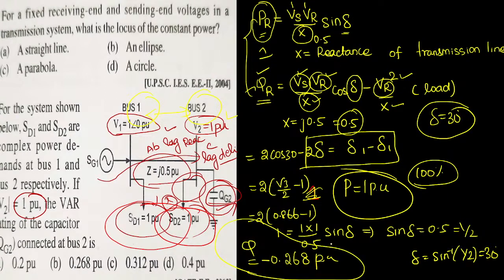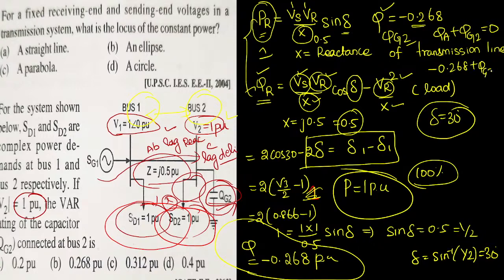Now what will QG2 do? The Q value is coming as -0.268, so what about the value of QG2? What I said is, whatever power this demands, this will supply first of all. Okay, so what can we do? The power the load absorbs plus the power the generator delivers, the net value should be 0. Why? Because absorption equals delivery. So the net power will become 0. Substitute the value here. It will be minus 0.268 plus QG2 equal to 0. From this I can say the value of QG2 equal to 0.268.